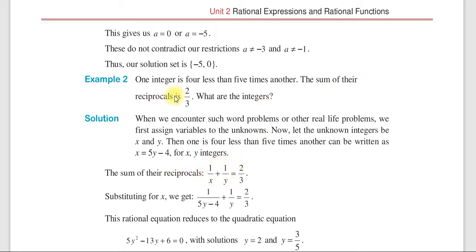The sum of their reciprocals is 2 over 3 ተብለን ተሰጠናል። እዚህ ጋር ደግሞ x which is equal to 5y because ምንድነው የተባልነው?